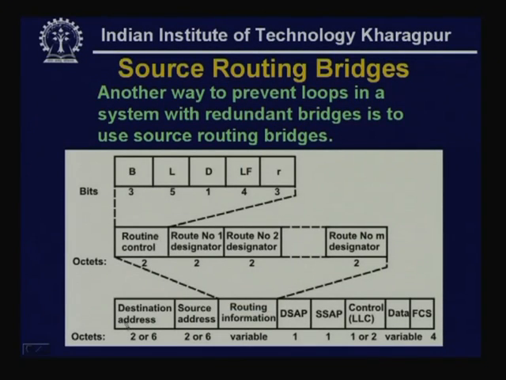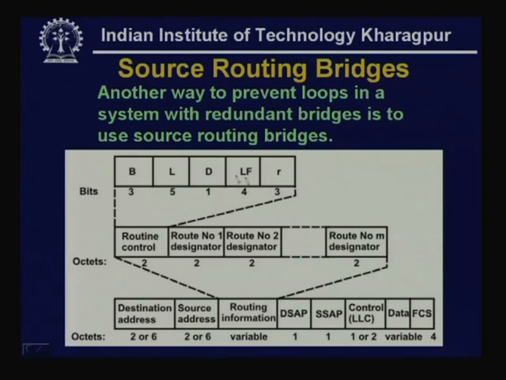As we have seen, normally the destination address and source address are provided. But in this particular frame, as you can see, apart from the destination address and source address, the routing information contains a number of other addresses. For example, route number 1 designator, route number 2 designator, route number M designator. With the help of these designators, you can identify the route, and also 16 bits are there for route control.